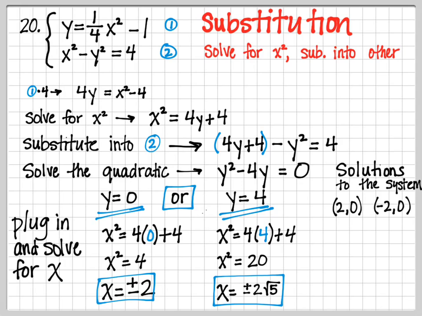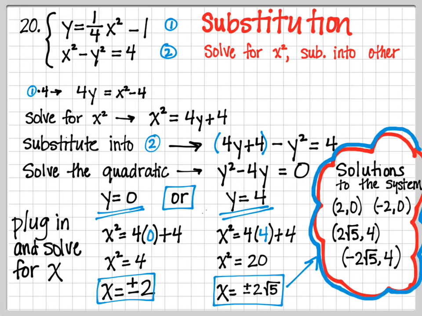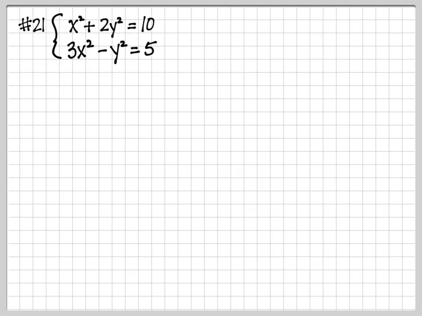Plug in y equals 4. We get that x is going to equal positive or negative 2 root 5. So we have the other 2 points. And so those 4 points are the solution to this system where the parabola and the hyperbola intersect.